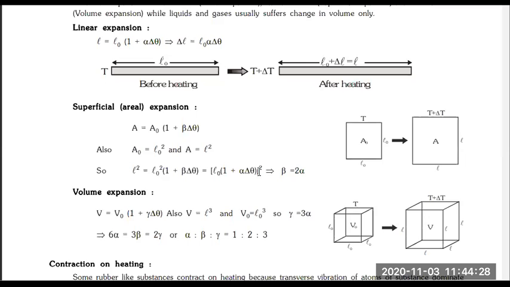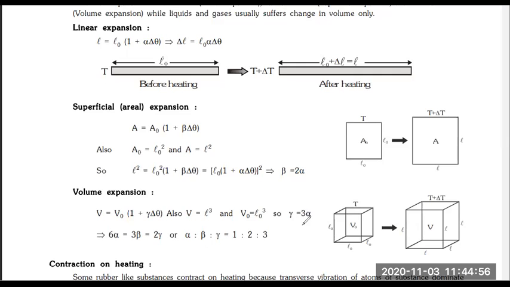Now this 2 alpha is called beta. So I can just say that A = A naught (1 + beta delta t), or beta delta theta, where beta is 2 alpha. That is the relationship that you should know for the same material. This concept is for the same material, because alpha, beta, and gamma are material dependent.